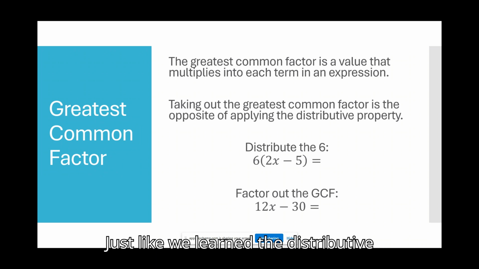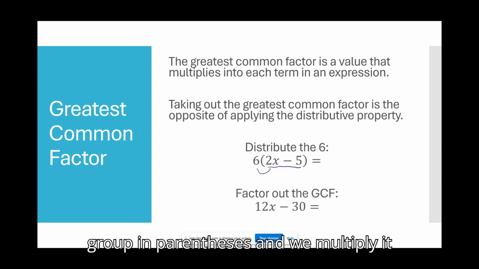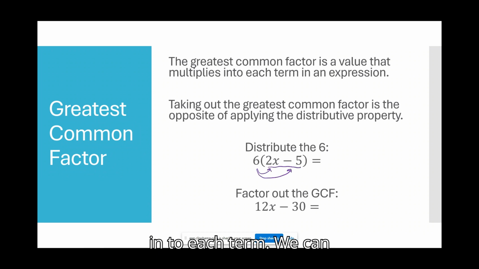Just like we learned the distributive property that takes something that's being multiplied on the outside of a group in parentheses and we multiply it in to each term, we can undo this by factoring out the greatest common factor. And the GCF is going to be something that evenly multiplies into everything in the expression. So in this first one, if we distribute the 6 in, we would get 12x minus 30.